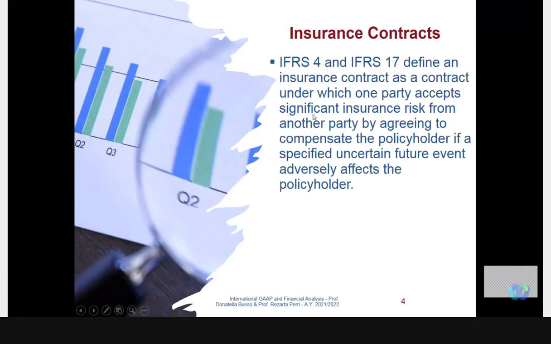So first, how are these two standards related to each other? Both of them, IFRS 4 and 17, define an insurance contract as a contract under which one party accepts significant insurance risk from another party by agreeing to compensate the policyholder if a specified uncertain future event adversely affects the policyholder.